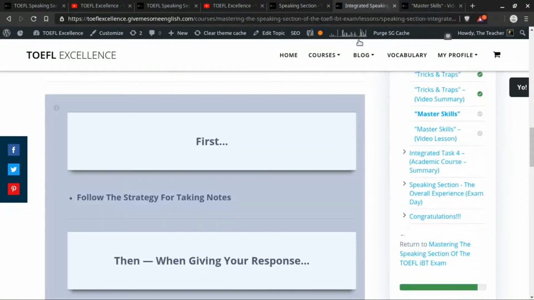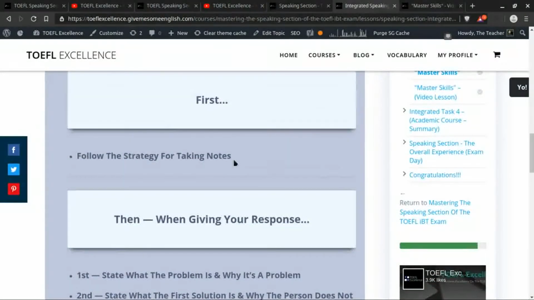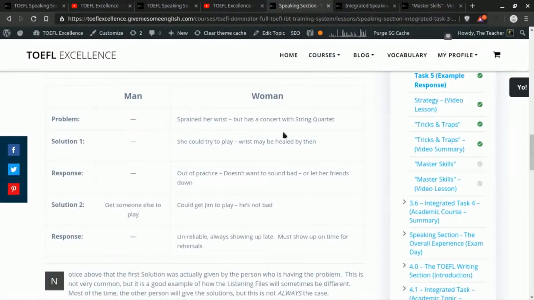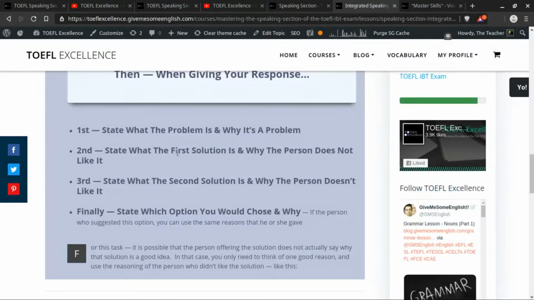So, as I've stated here, follow the strategy for taking notes. When you give your response, first state what the problem is and why it's a problem. That's right here. She sprained her wrist, and that's a problem because she has a concert to play with the string quartet. Second, state what the first solution is and why the person doesn't like it.